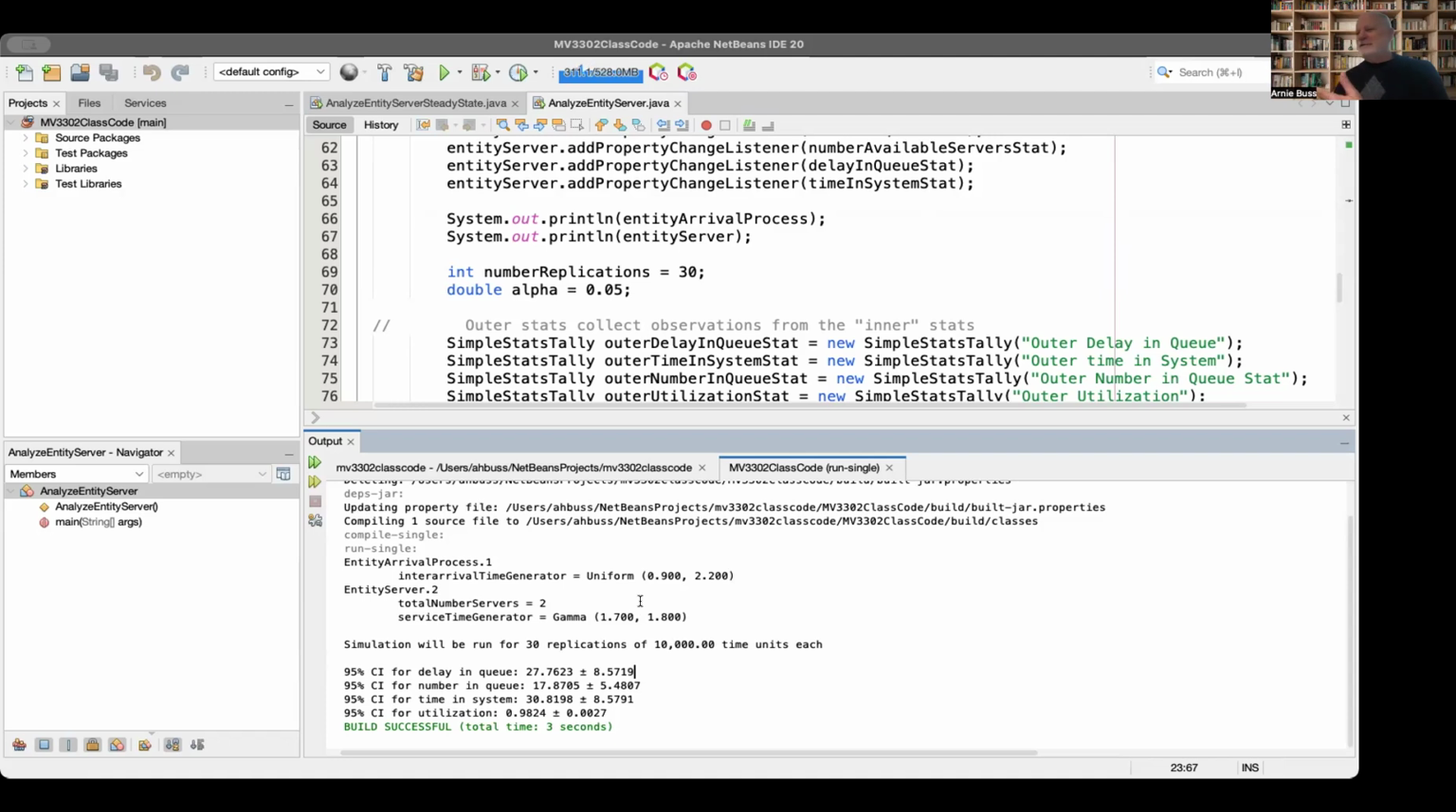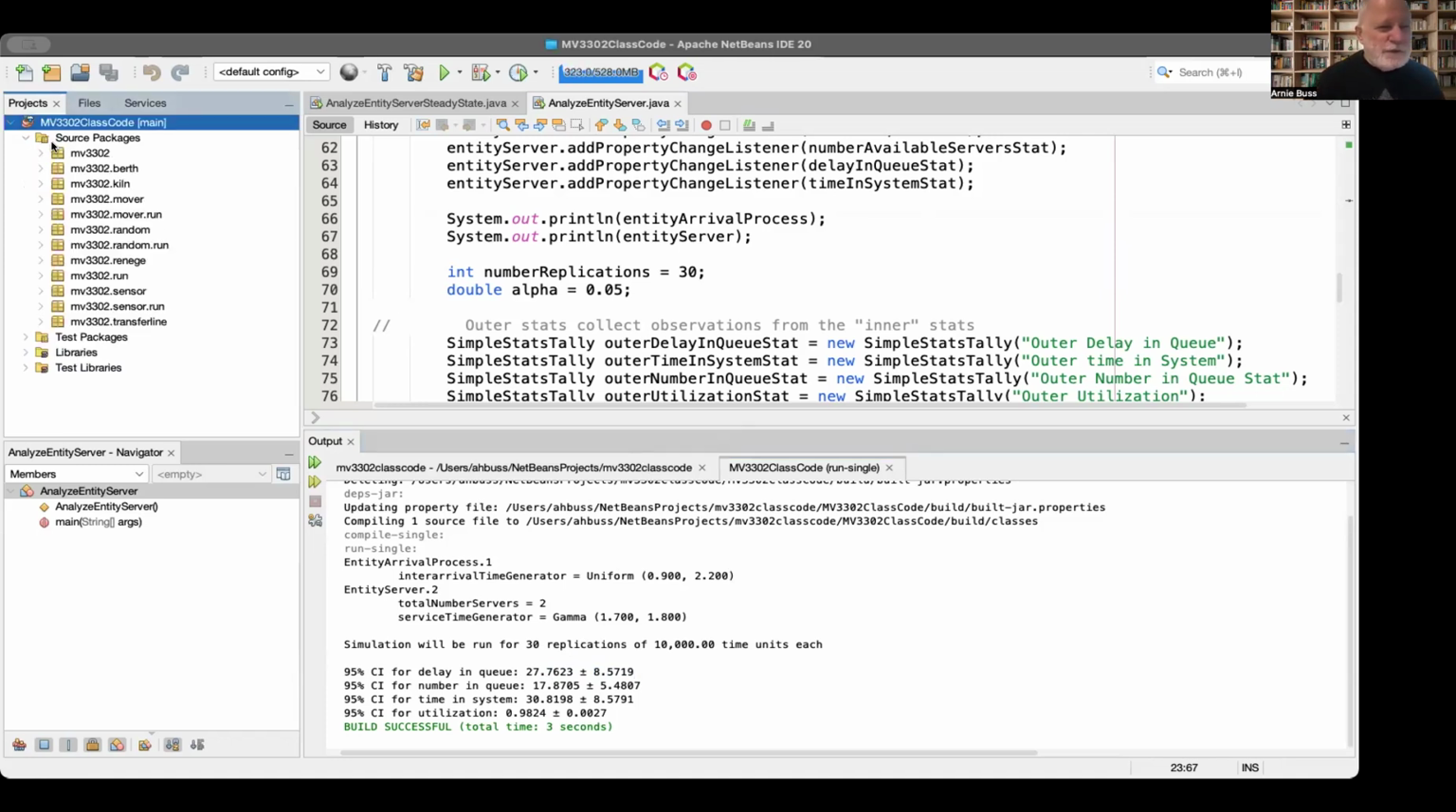If you're getting served and it's taking a little longer, that can be annoying, but at least they're working on you. Waiting in line is just total waste, so that's why I'm interested in that. And then we did everything right. We got our 30 replications, and we have our confidence interval, and the half width is like 8.57. And that's a lot.